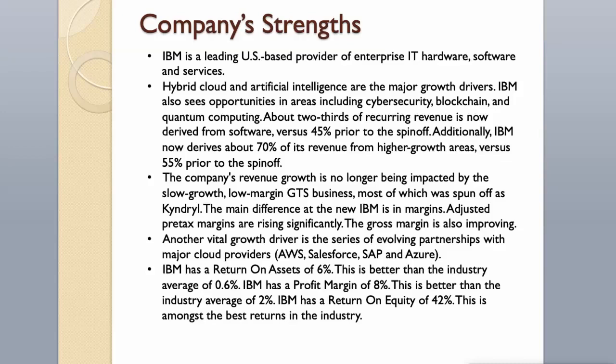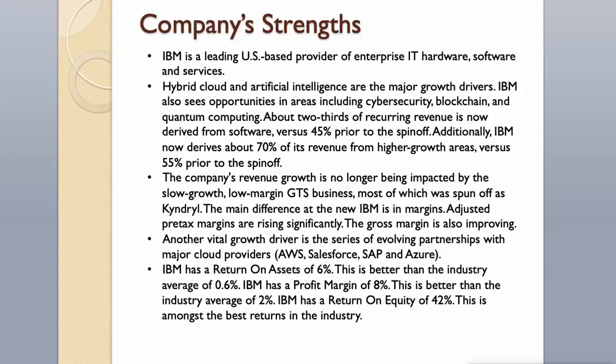The company's revenue growth is no longer being impacted by the slow-growth low-margin GTS business, most of which was spun off as Kyndryl. The main difference at the new IBM is in margins. Adjusted pre-tax margins are rising significantly. The gross margin is also improving. Another vital growth driver is the series of evolving partnerships with major cloud providers, AWS, Salesforce, SAP and Azure.